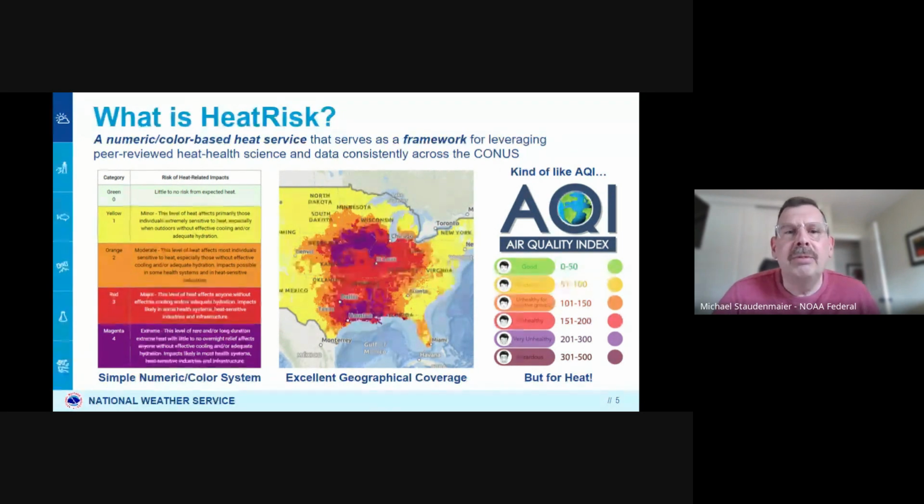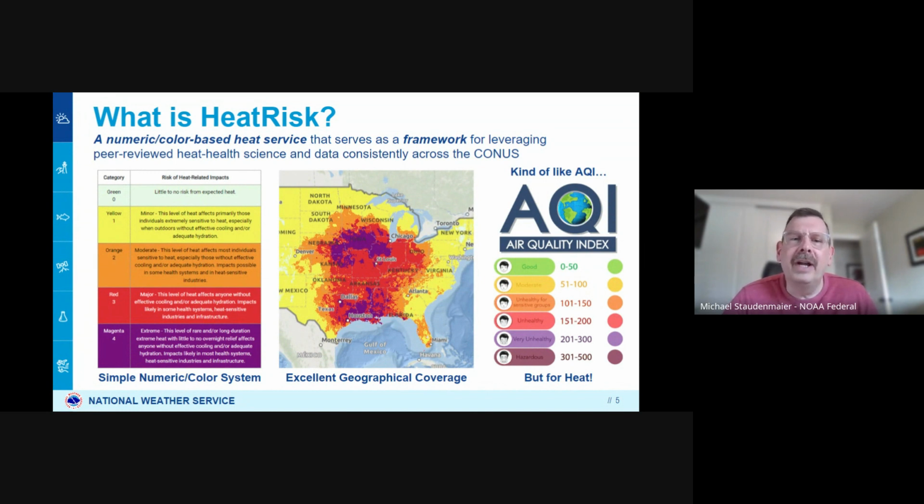HeatRisk is a color and number-based framework that compares the forecast temperatures against scientifically derived thresholds, and that provides us with an index of the potential risk for heat-related impacts. When we developed it, we wanted it to be easy to communicate, like the air quality index or UV index, which expresses complicated information in an easy-to-understand approach. And as we'll talk about, the science going into HeatRisk is pretty complicated.